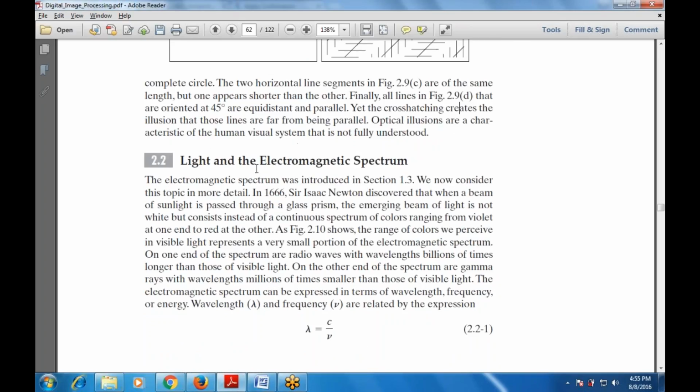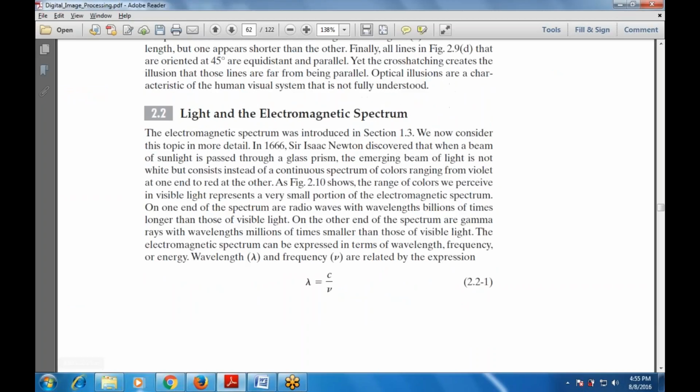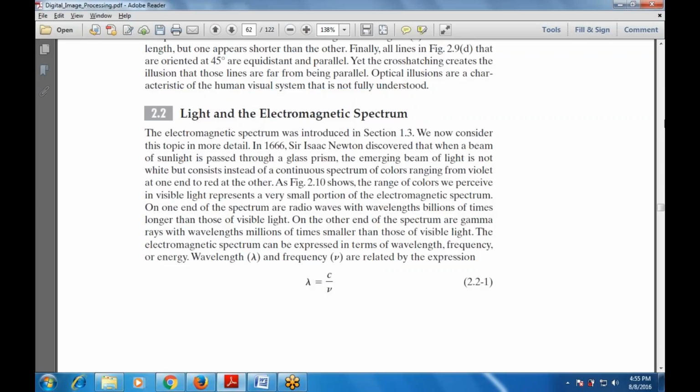Now, the next topic is how we can use the electromagnetic spectrum. What is the main formula, and what is the main logic used in the electromagnetic spectrum? That is the light and the electromagnetic spectrum. That is the next topic.